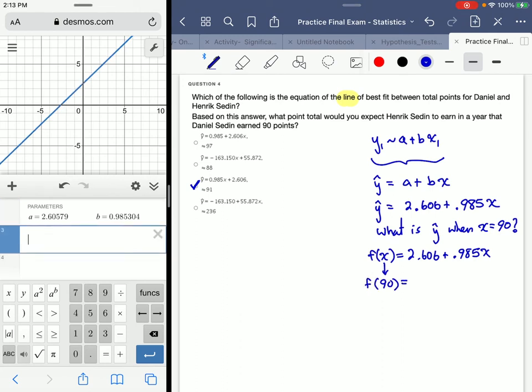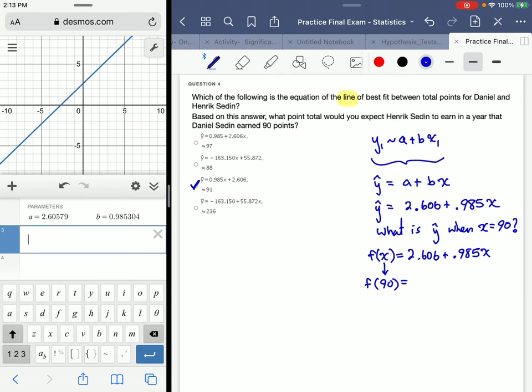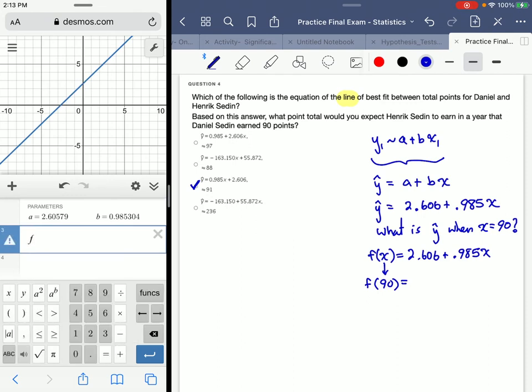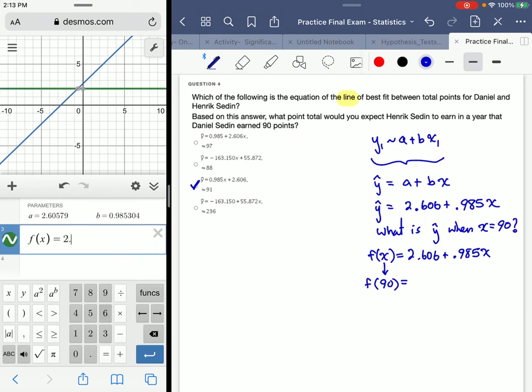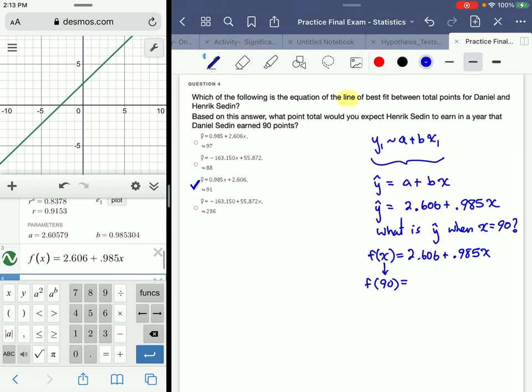All right, so I'm going to write this as f of x equals. You could use the a's and b's if you want. You could write a plus bx, and it'll use the stored values of a and b. But I'll just write it this way: 2.606 plus 0.985 times x. And you're like, oh, nothing happened.